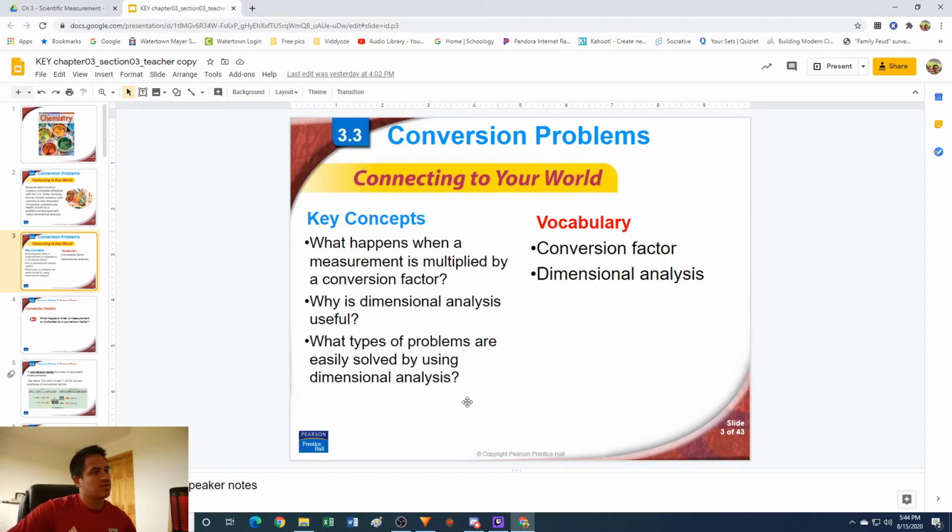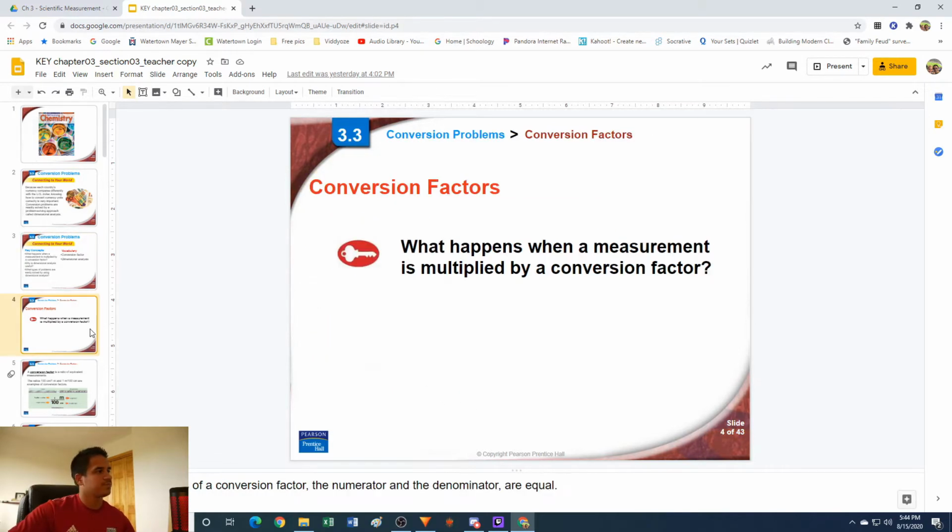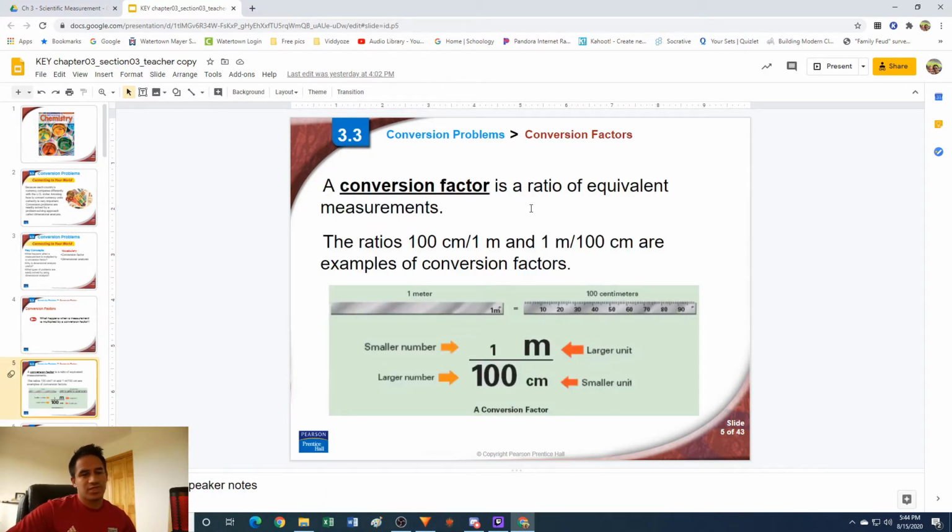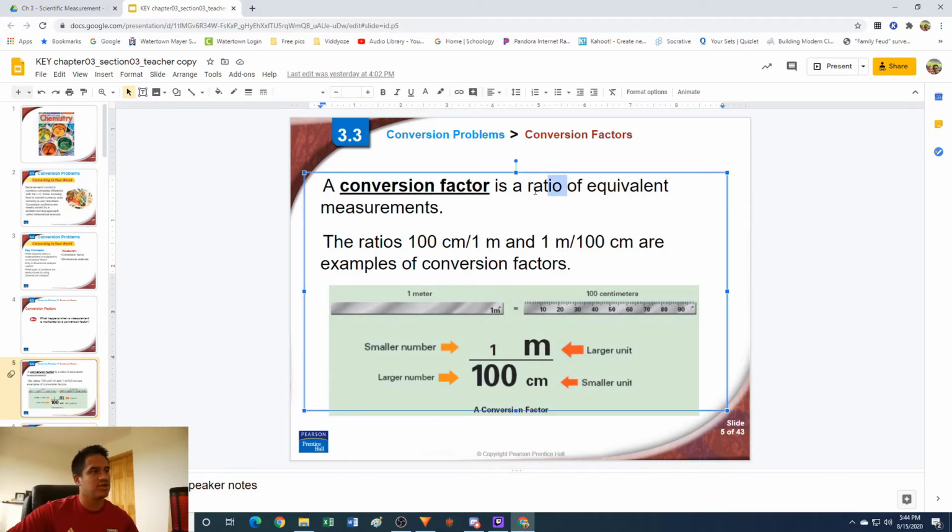So in this section we're going to learn how to convert between different units, mainly in the metric system, but just in general, right? So what happens when we have a measurement and we multiply it by a conversion factor? To remind ourselves, a conversion factor is a ratio of equivalent measurements. The word ratio means a fraction, and equivalent measurements means that we have two numbers that are equal in size. They're just different units.